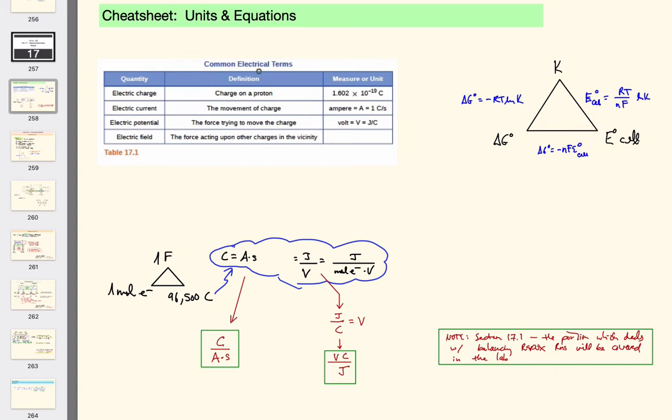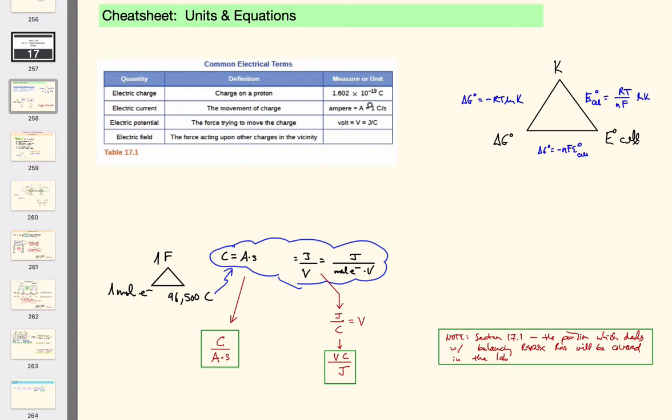Right. Okay, so let's look at some of the things that I pulled out that I wanted you to know that would be on my cheat sheet. Okay, first of all, and this is in your textbook, some of the terms that are going to be used. So you're going to talk about charge, you're going to talk about current, you're going to talk about potential, and not so much the electric field, but these three pretty big. Okay, electric charge. Let's start.